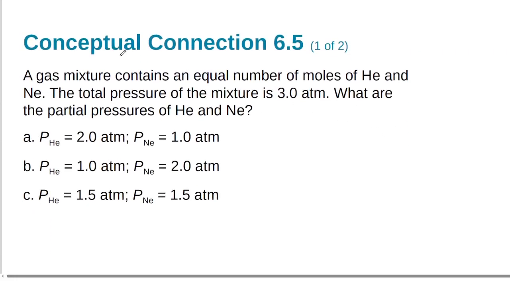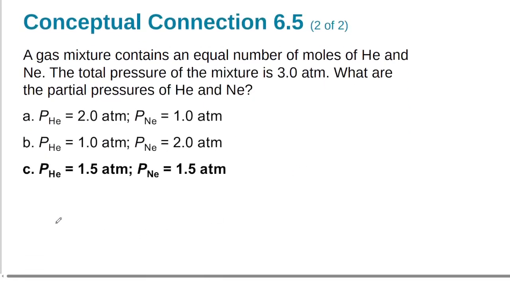A gas mixture contains an equal number of moles of helium and neon. The total pressure of the mixture is 3 atmospheres. What were the partial pressures of helium and neon? That was 1.5 atmospheres for neon and 1.5 atmospheres for helium, because they have to add to 3 atmospheres and they have an equal mixture.